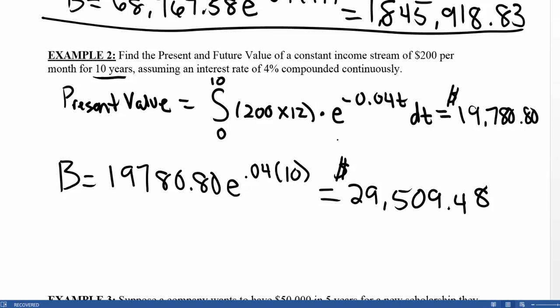So again, in order to calculate a future value, we need a present value. And if we have a constant income stream, then in order to find present value, we have to use our integral equation to figure out this replacement sum that we can use instead of the payments.